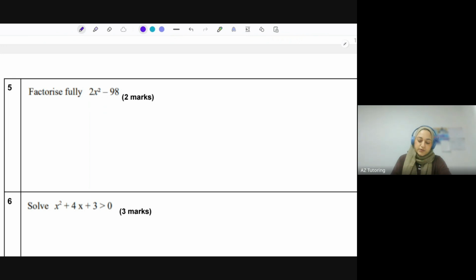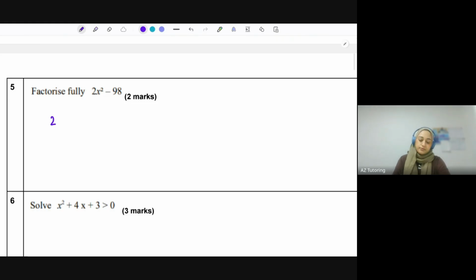So what this is first you need to realize, okay, I can pull out a number, both 2 and 98 are even numbers. So I can pull out a factor of 2. There's no common letters, so I've just pulled out 2. 2 times something gives me 2x squared, that's just x squared. 2 times something gives me minus 98. Well, minus 98 divided by 2 is minus 49.